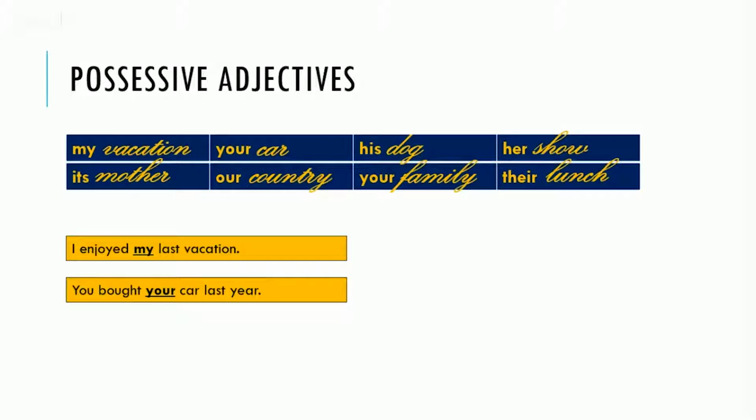We have another sentence. We have, you bought your car last year. Whose car? Your car. It belongs to you. Next sentence. He brought his dog to the park. Whose dog did he bring to the park? His dog. The dog belongs to him.